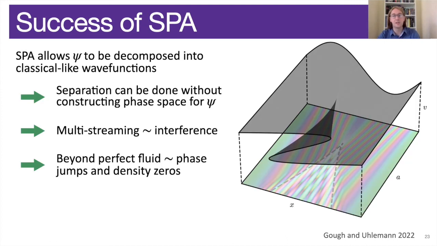So to summarize, the stationary phase decomposition presented here lets us recover classical-like wave functions without having to construct a quantum phase space. We've seen that the interference of the wave model corresponds to multi-streaming stored in the phase jumps and the density zeros. We've also seen that a wave model of dark matter is very efficient at encoding this information, where we can encode information beyond a perfect fluid without having to go all the way to understanding the phase space dynamics directly.